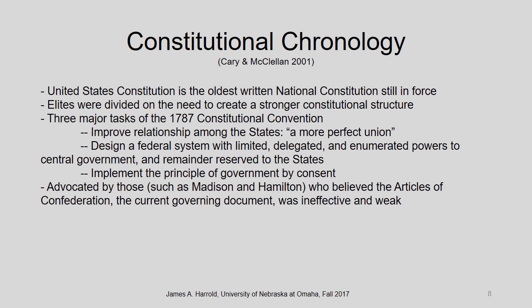It did implement the principle of government by consent. So the Constitution had to be ratified. That was the consent of the governed to fall under the Constitution. And finally, it was advocated by people like Madison and Hamilton, who believed that the previous Constitution, if you will, the Articles of Confederation, was ineffective and weak.